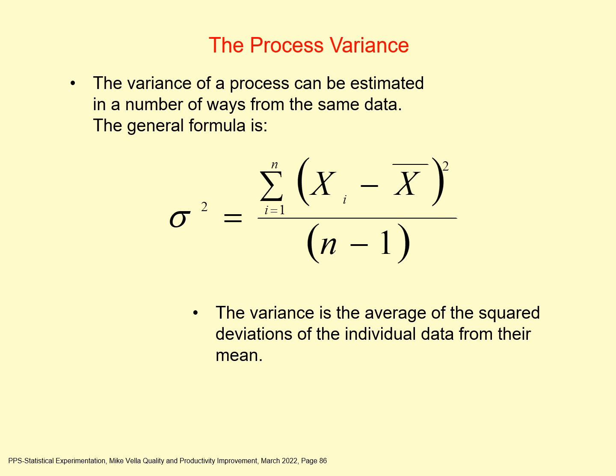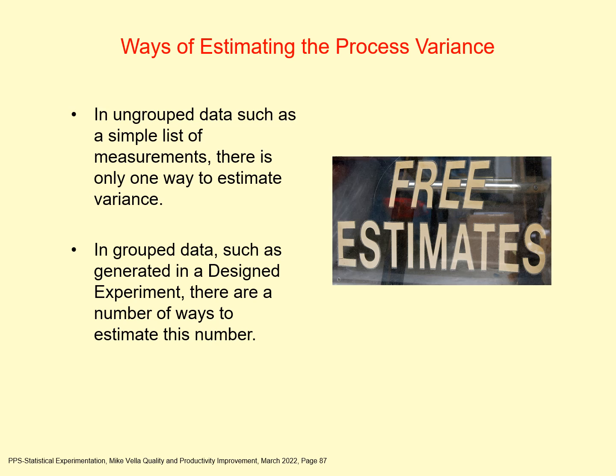The variance of a process can be estimated in a number of ways from the same data. The general formula is the variance is the sum from i equals 1 to n of (x minus x bar) squared, divided by n minus 1. So the variance is the average of the squared deviations of the individual data from their mean. In ungrouped data, such as a simple list of measurements, there's only one way to estimate the variance. In grouped data, such as generated in a DOE, there are a number of ways to estimate this number.